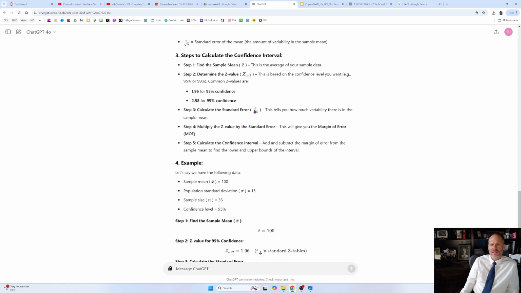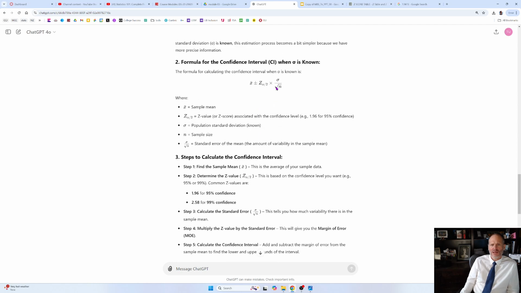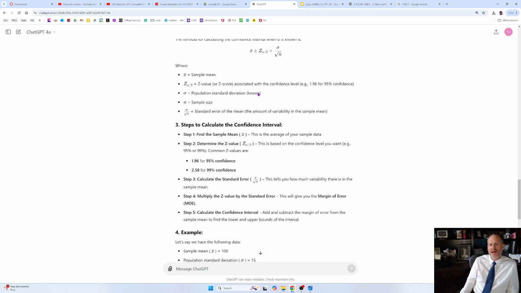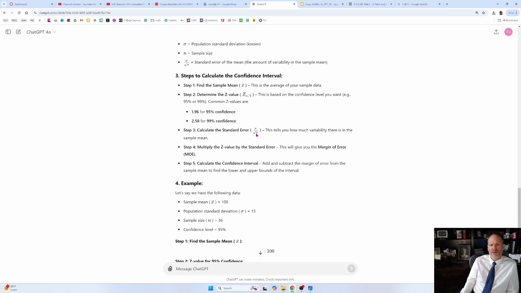And so standard error is going to be standard deviation over the square root of n, and then you multiply it by number of standard deviations. I think the standard error would include both of those. This tells you how much variability there is in the sample mean. And multiply z-value by the standard error. This will give you the margin of error. That's what I was looking for. So you have your standard error and you have your margin of error.